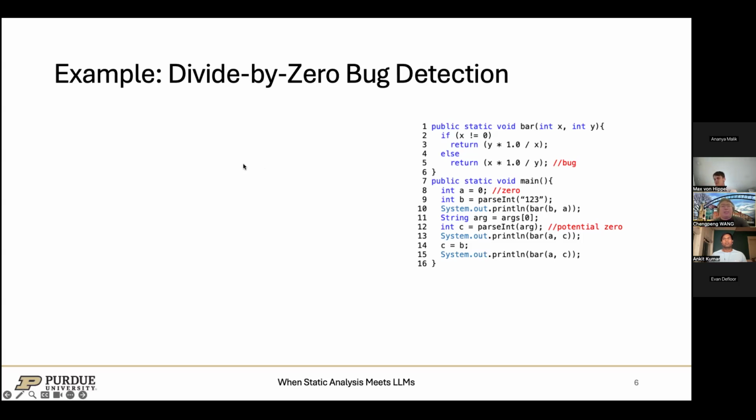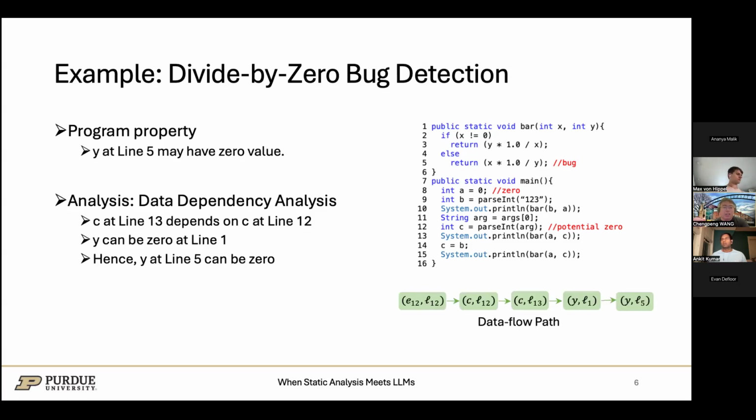So in this case, this program actually contains a divide by 0 bug, because we can detect such data flow paths in the program, right? Because the return value, which can be 0, can be propagated from line 12, line 13, and back to line 1 and line 5. So this can cause a divide by 0 bug at line 5. So as long as we obtain such data flow paths, we can conclude that this program is not safe.